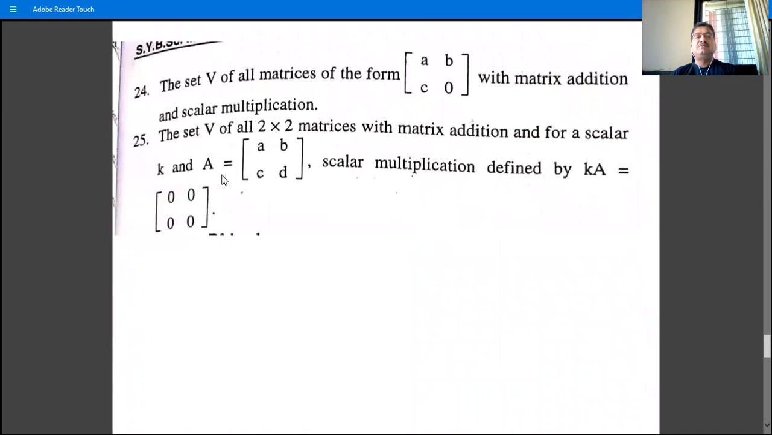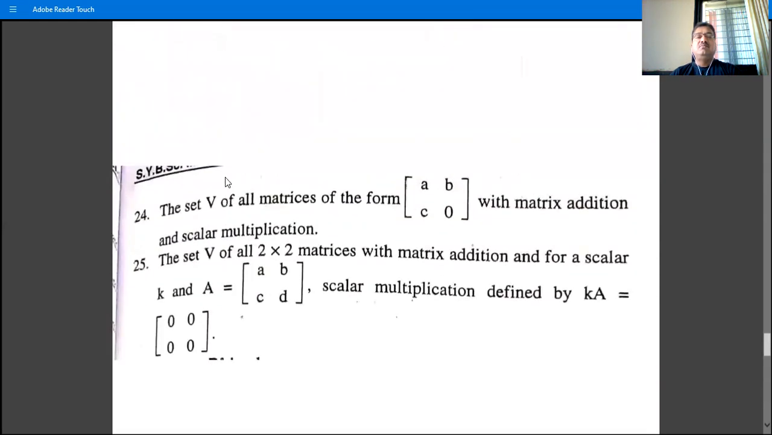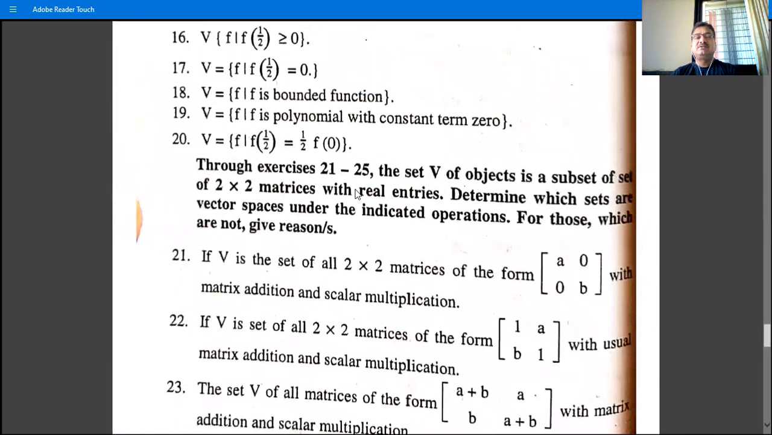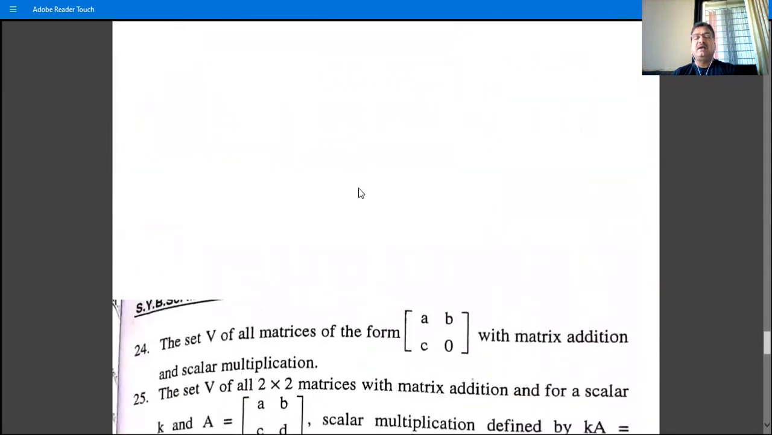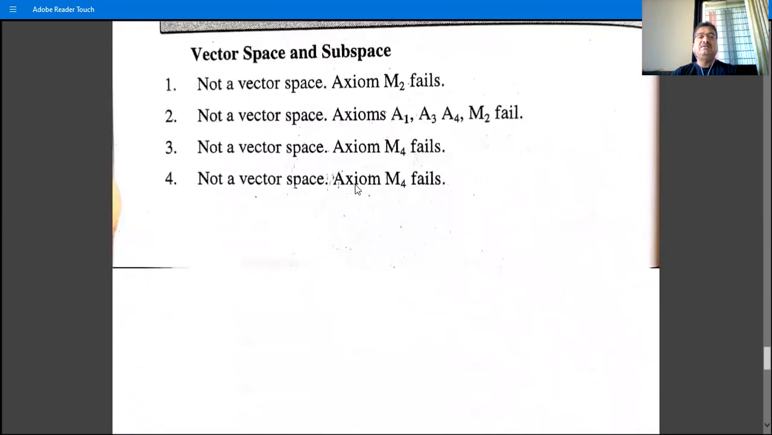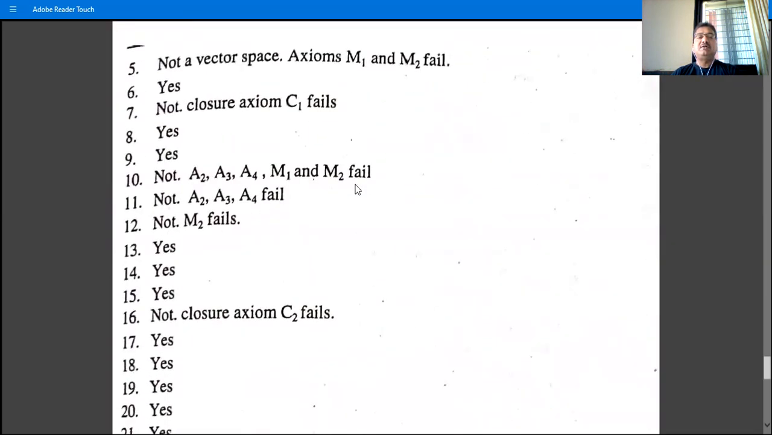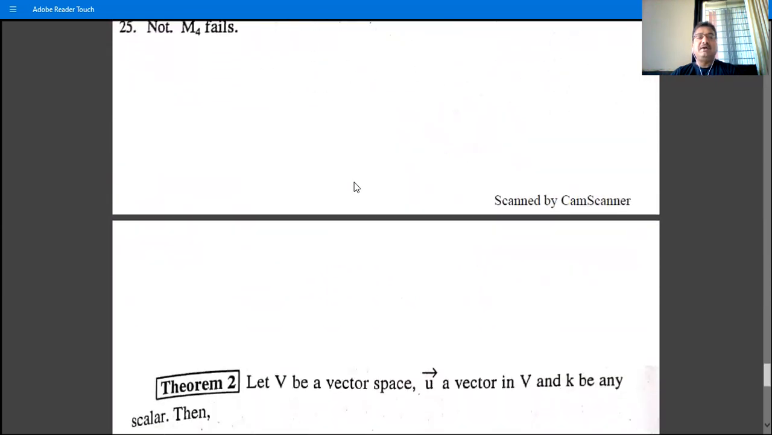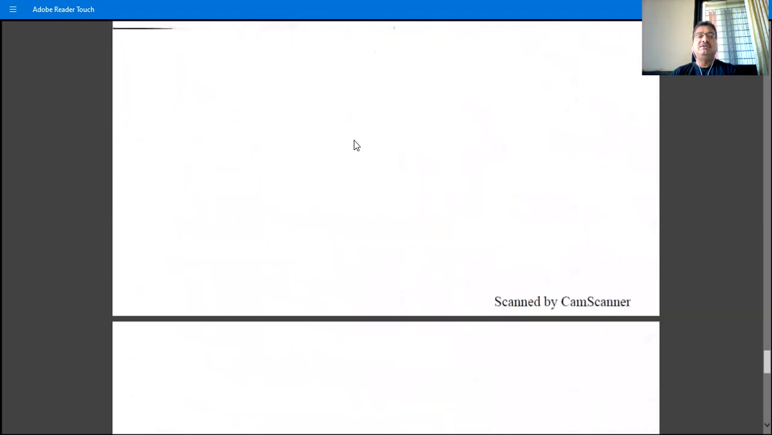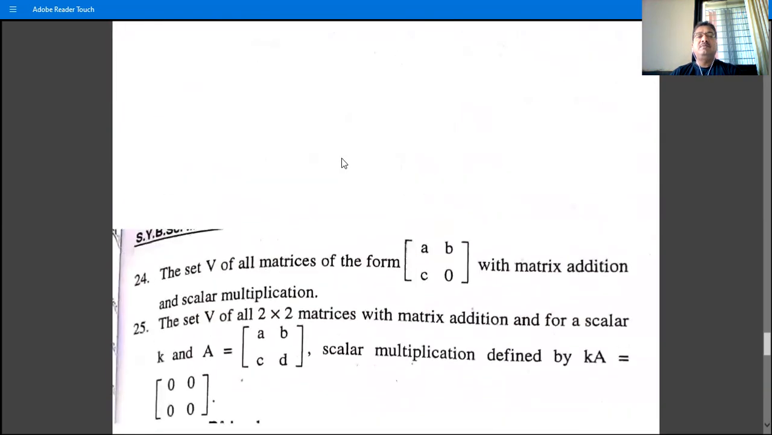Where to write the answers of these problems? Most important are the problems where the set is not a vector space. We have to give the counter example, and out of the 10 properties, we have to write the property which fails for the set. So solve all these exercise problems. Okay.